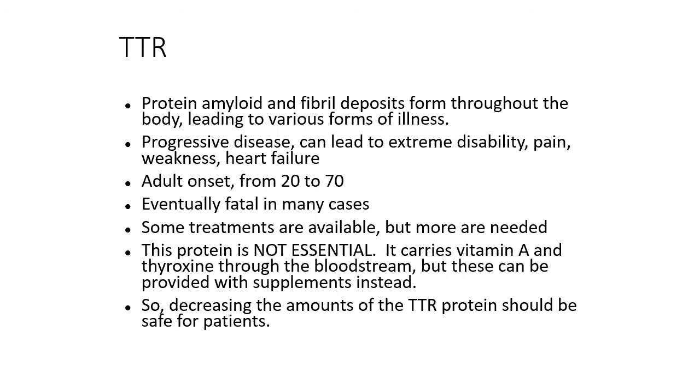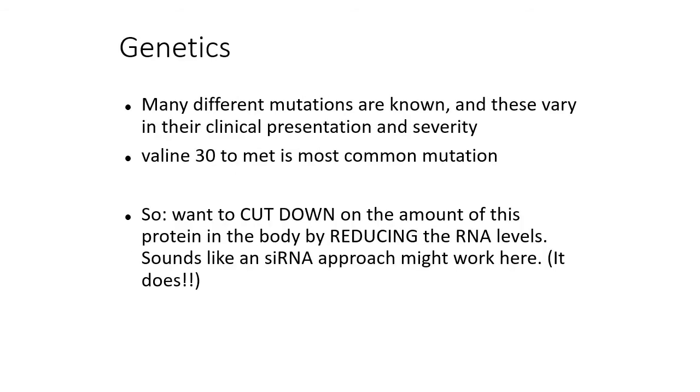Okay, so it's a sort of a summary. Adult onset for sure, and is eventually fatal. There are some treatments available, but not nearly as effectively as they should be. Okay, so many different mutations are known, and these vary a lot. So what we're trying to do now is cut down on this protein by reducing the RNA levels, and that sounds like a good target for an RNAi-directed approach.